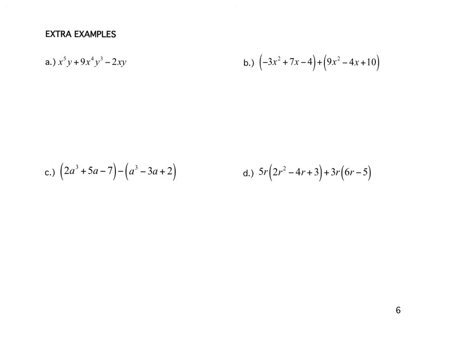Example A, I just want to know, is this a polynomial? So we got to ask ourselves, do we have any negative exponents? No. Are all of our exponents whole numbers? Yes. Are we dividing by any variables? No, we're not. So we can say that yes, this is a polynomial.